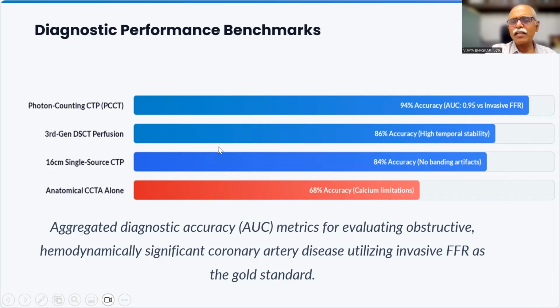Third generation DSCT, 86% accurate. The 60 centimeter scanner is 84 to 86% accurate. But with advancements, the 60 centimeter CT and the third generation CT are becoming equally accurate. CCTA alone is only 68% accurate because of the limitation of calcium. All these accuracies are compared to invasive FFR and invasive angiography.